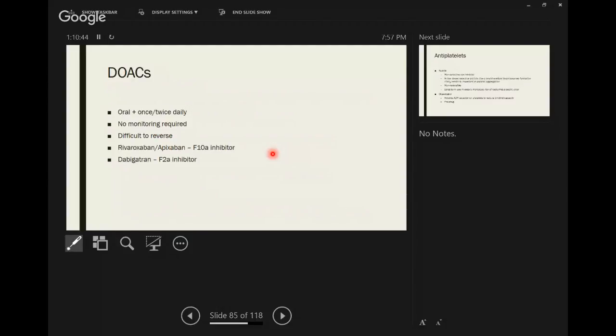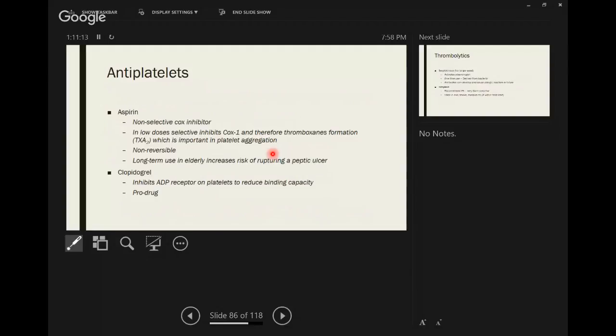DOACs, they're oral, once or twice daily. No monitoring required, but they're difficult to reverse. There's a couple of reversal agents out now, but they're expensive and need to be given often. Rivaroxaban and apixaban are factor 10A inhibitors, and dabigatran, it's a thrombin inhibitor, I think. It's a factor 2A inhibitor. Nice to know is you can't use them in mechanical heart valves, but you can use them in AF. That's what the evidence is about them.